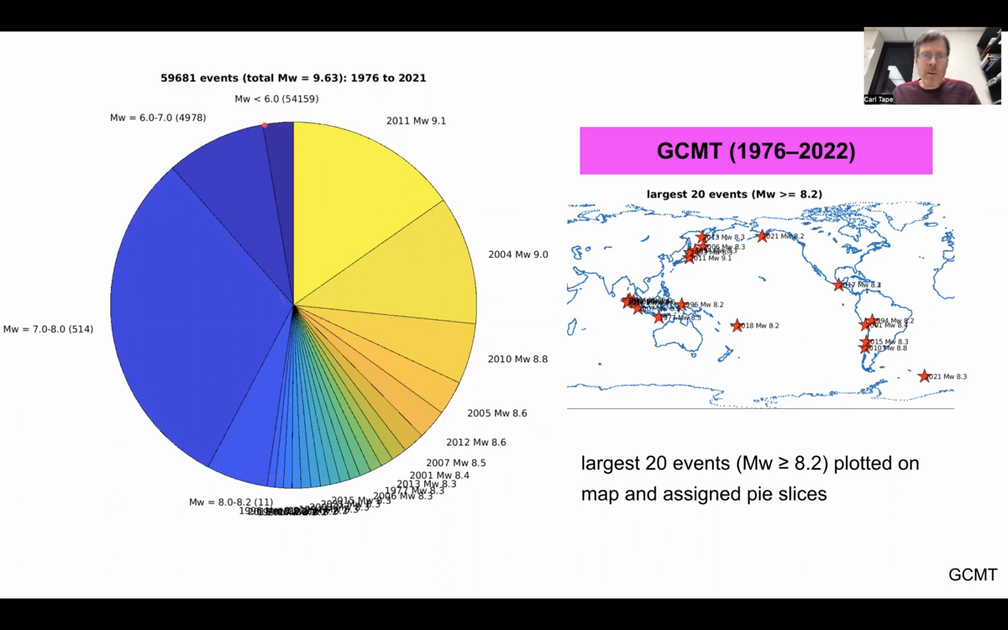there's 54,000 events. They don't make up a very big slice of the pie. And that's one of the points of this discussion, that there are many smaller events, but they don't make up a large amount of the moment, of the energy released by earthquakes.